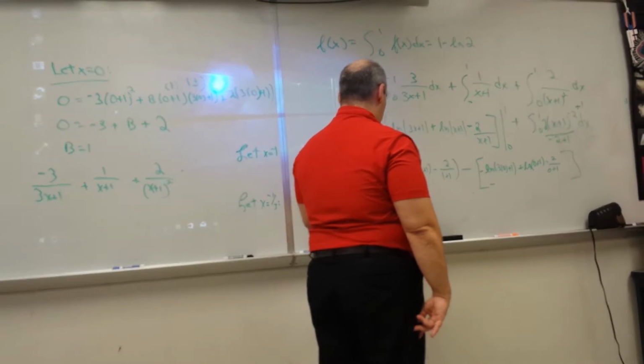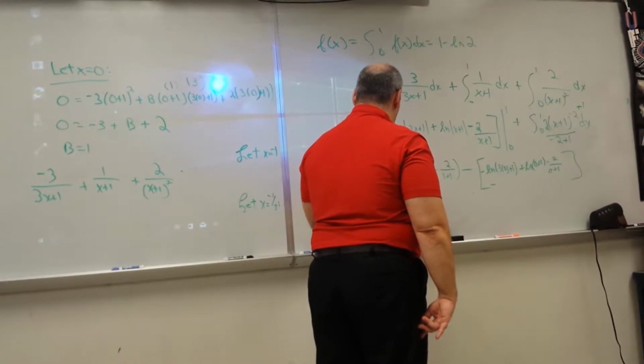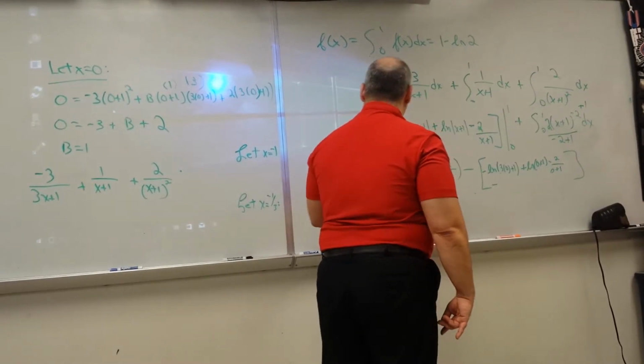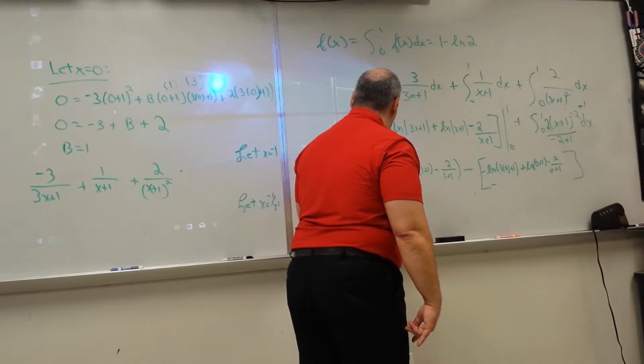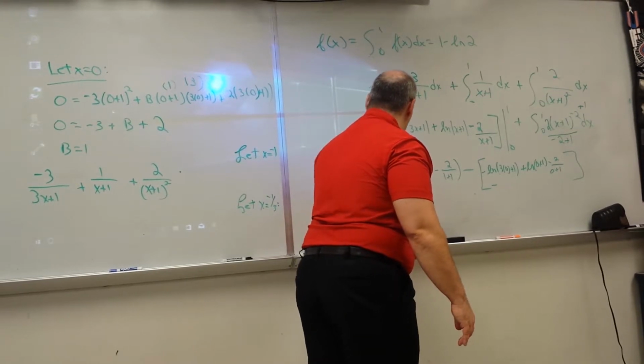So ln of 4 can be 2 ln of 2, because 4 is 2 squared. This one is ln of 2. So I can combine these. This is really minus 2 ln of 2, but plus ln of 2, plus 2, minus 1.